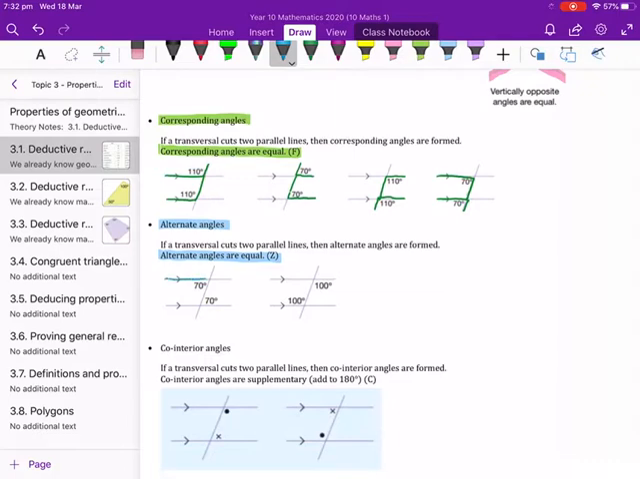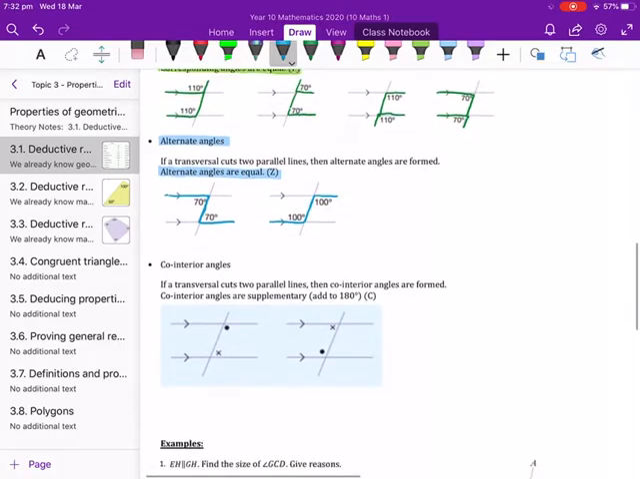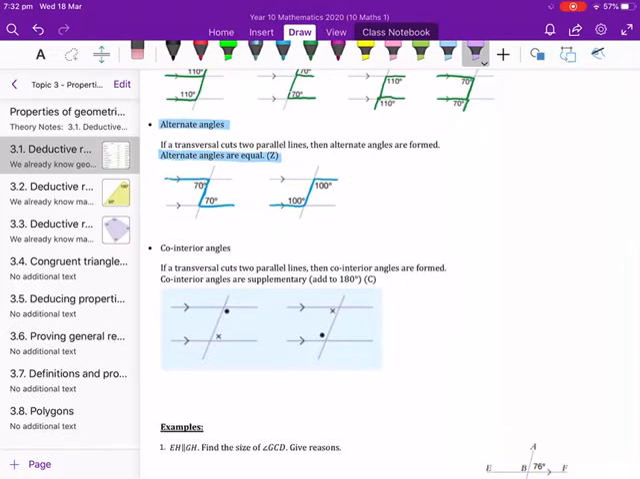So that means when we go around our angles, so around our 70 degrees, it makes this Z shape. So these two angles are equal to each other and they are alternate. And if we go around our 100 degrees here and around our 100 degrees here, we have that our two angles are equal to each other and they are alternate.